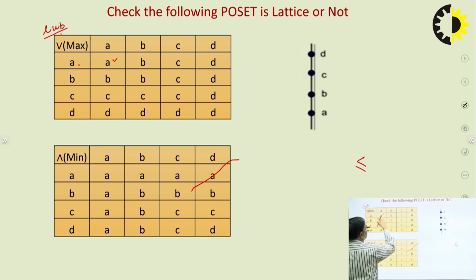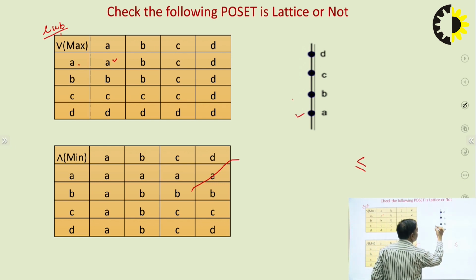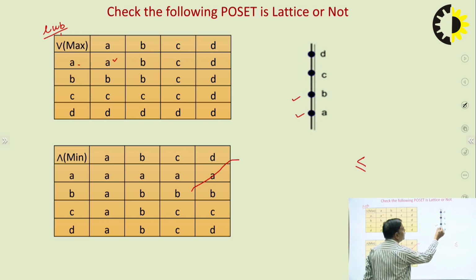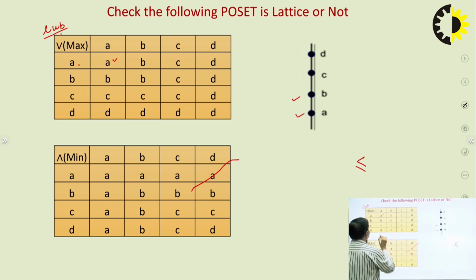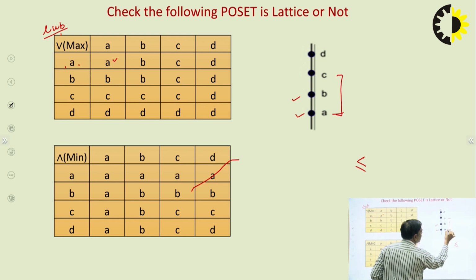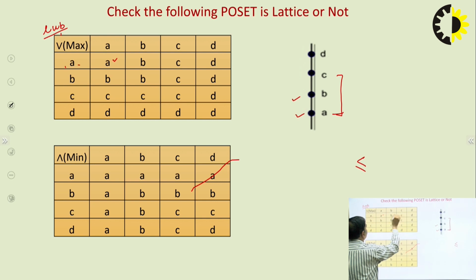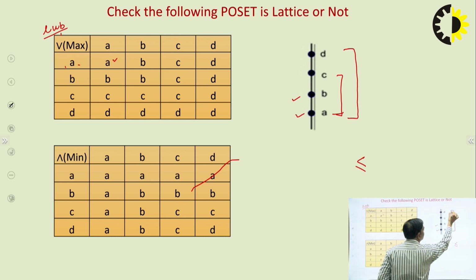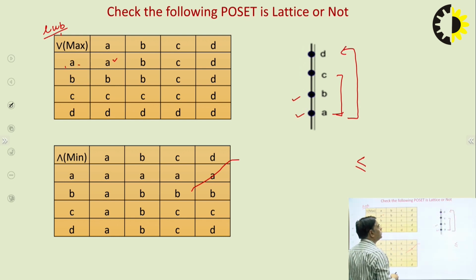If we are comparing A comma B, in this figure you can see A and B, and we are saying the LUV is the maximum between two elements. So in A or B, B will be the maximum. So B is the LUV for A comma B. Similarly for A comma C, the level of C is upper, so C will be the LUV. For A and D, D is at the upper level, or D is the maximum, so D will be the LUV.